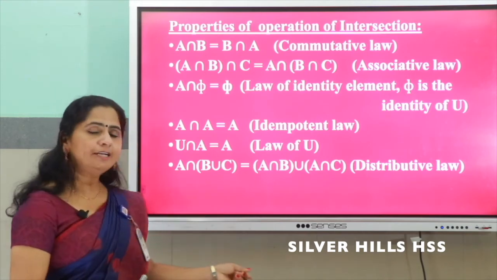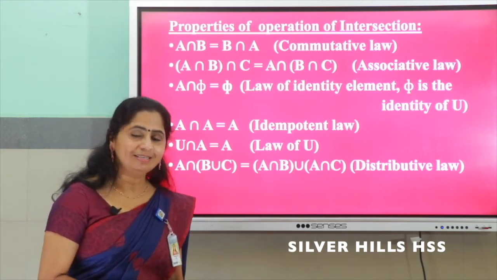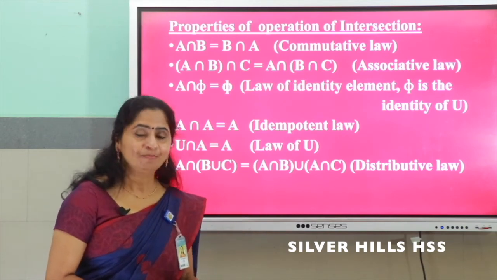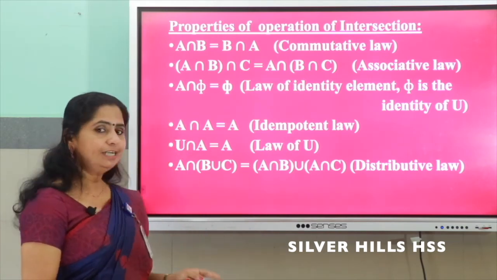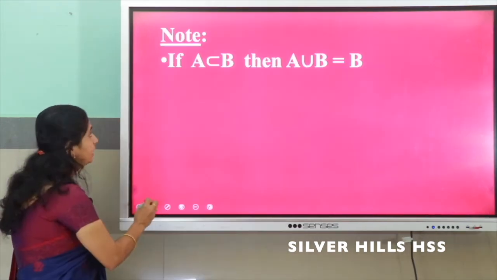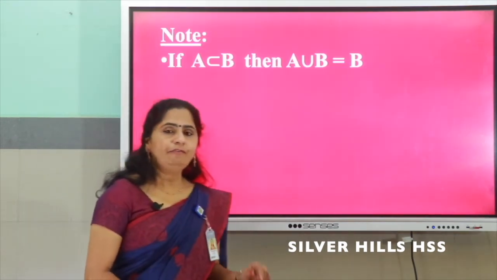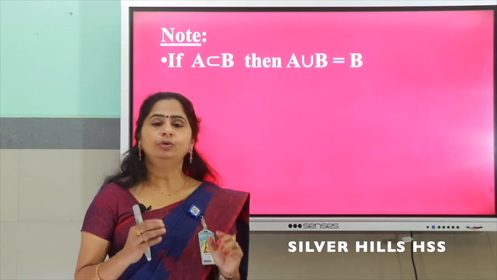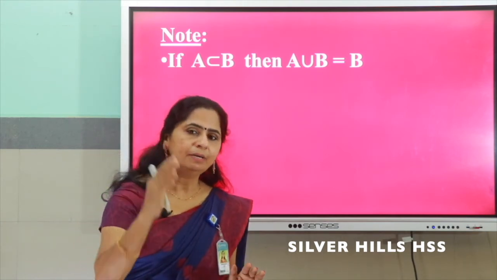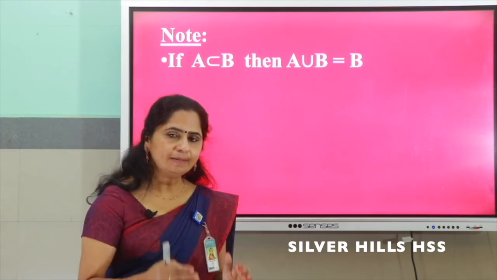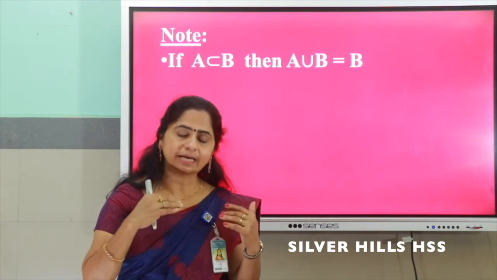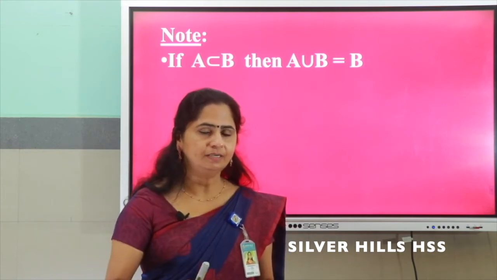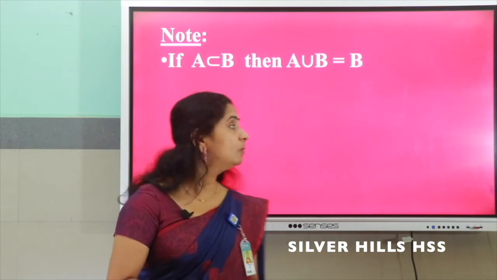So, A intersection (B union C) can be written as (A intersection B) union (A intersection C), and this law is called the distributive law. Make a note, if A is a subset of B, then A union B. We know that union means it is always the bigger set. So, when A is a subset of B, naturally the elements of A are contained in B, which means B is the superset here. Therefore, A union B will be equal to B.